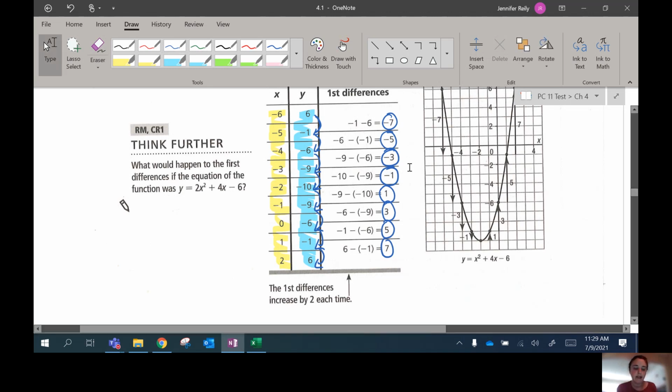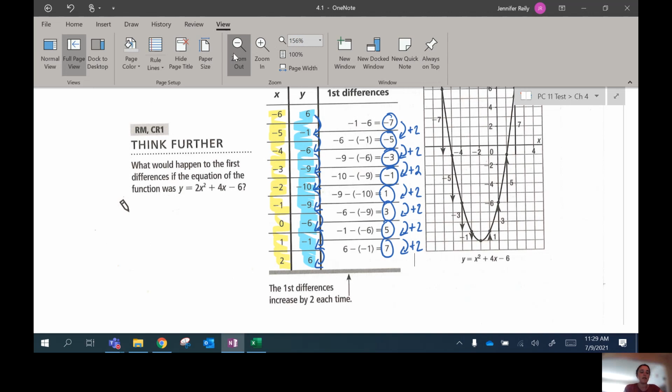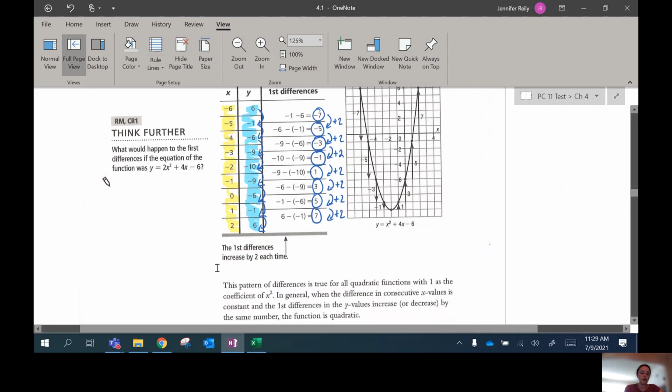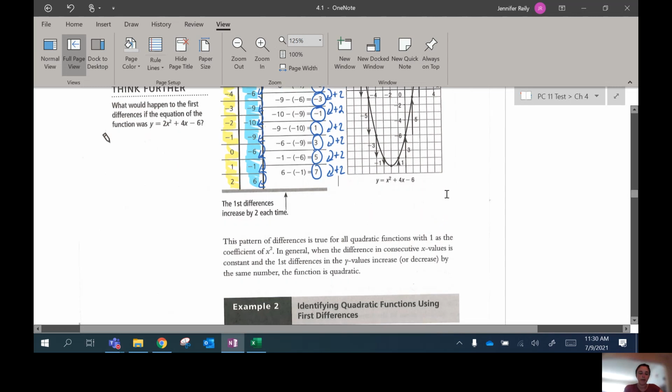And there's always going to be a little pattern to it. You'll see that these differences always increase by 2. +2, +2, +2, +2, +2, +2. So you can actually look at a table of values and decide if that function is quadratic or not, just by looking at these first differences and seeing if there's a similar pattern. Let me show you what I mean.